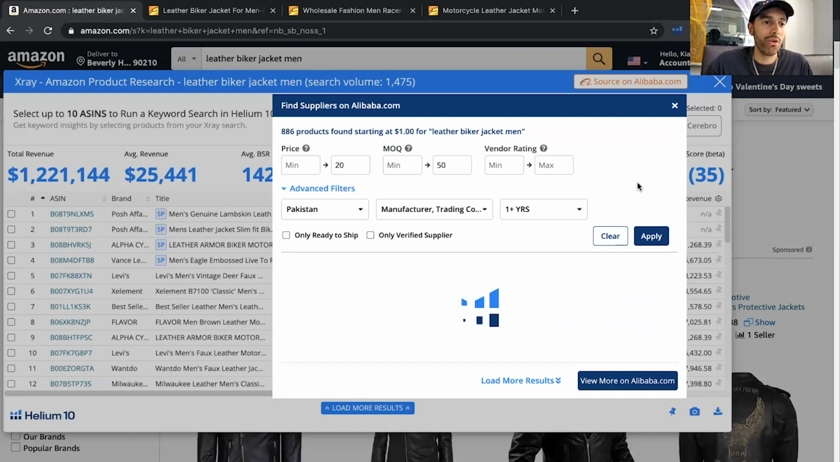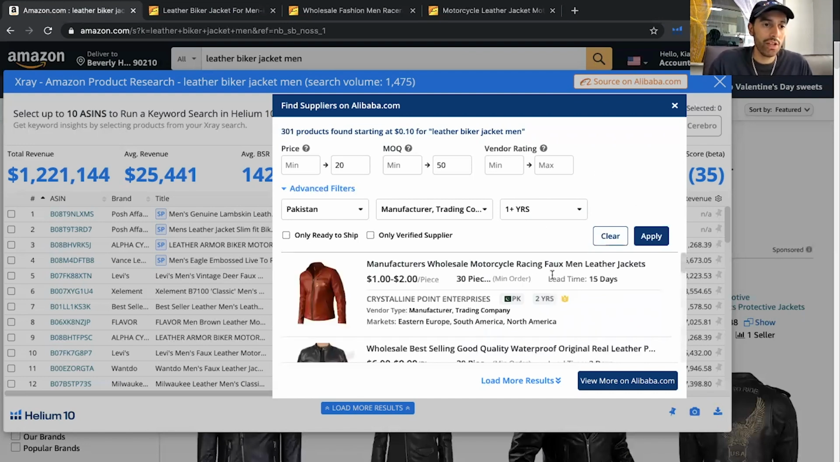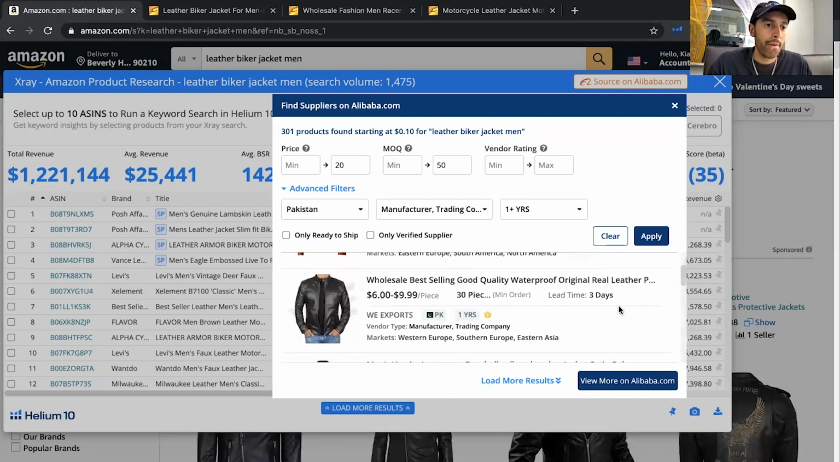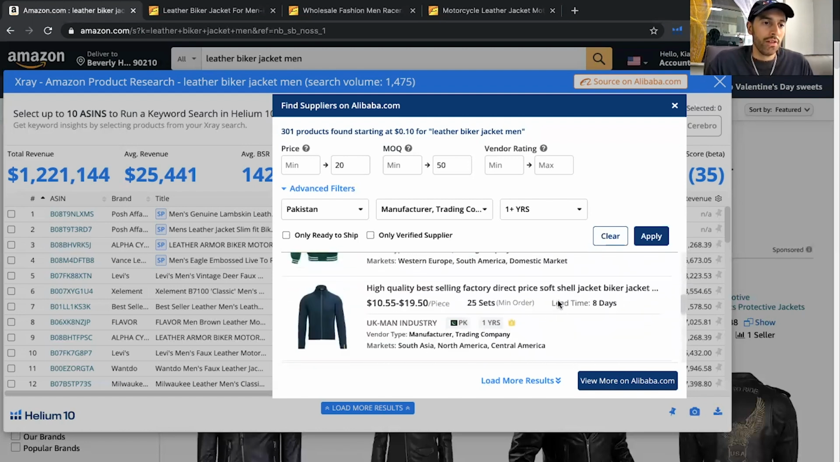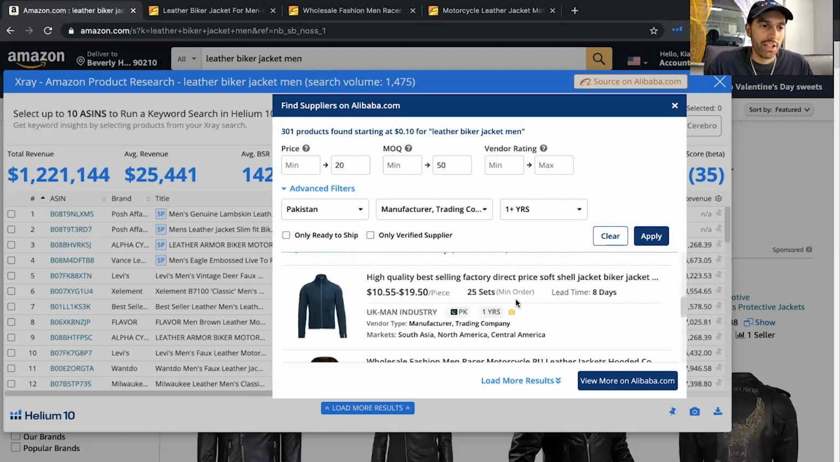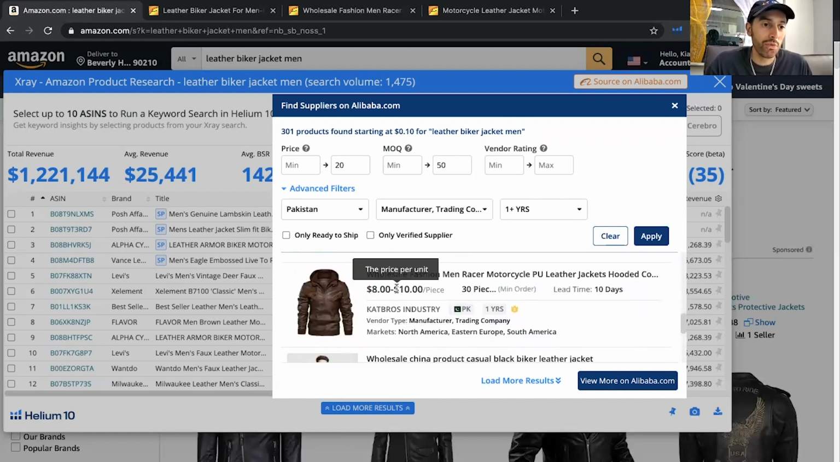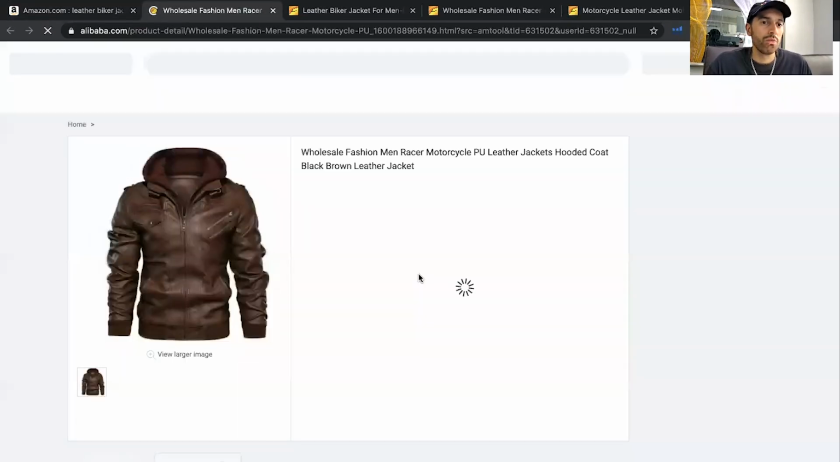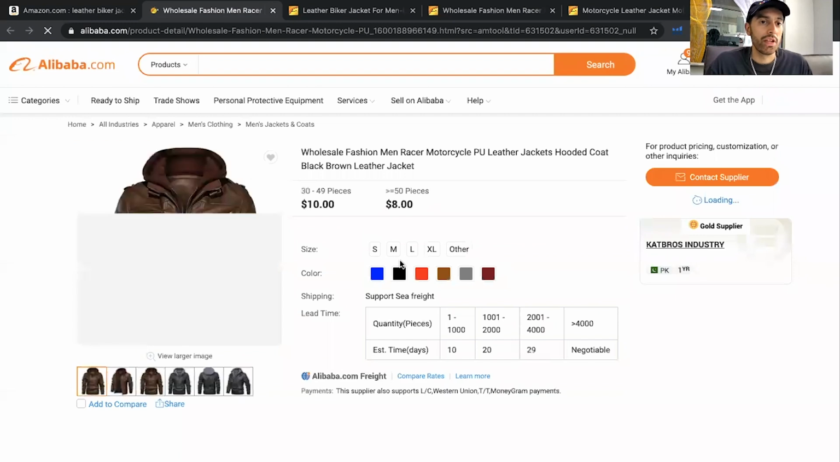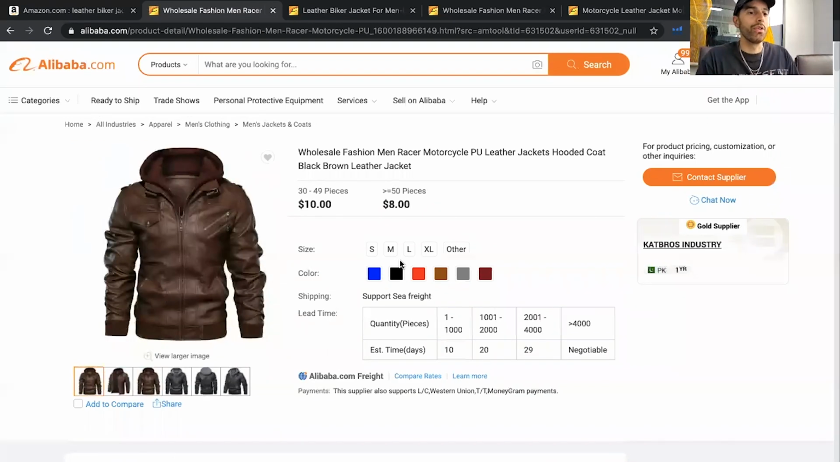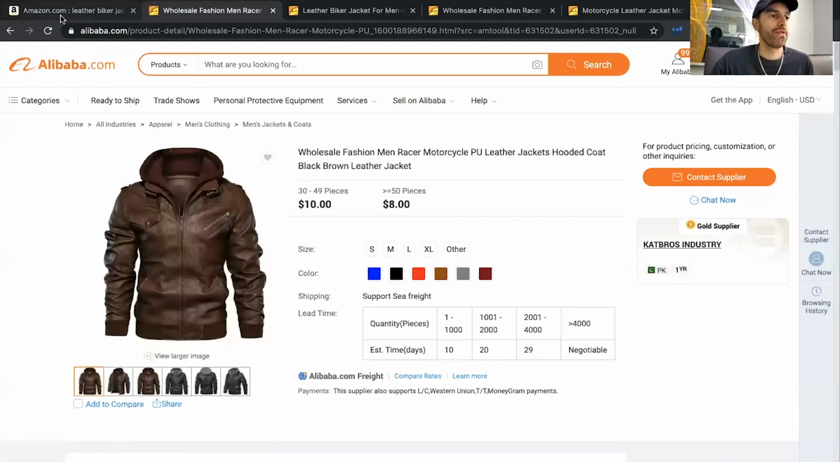So now when we go apply, it's going to bring up a bunch of factories. Now, to get a leather jacket for $1 to $2, I just don't believe that, so we'll dismiss them. But here you can see between $6 and $10, 15 to 20. This is one of the factors that we looked at before. I think I recognize that jacket. So if we click here, wholesale fashion men, yeah, it comes up with the same listing. So here we go. This is the strength of the tool.